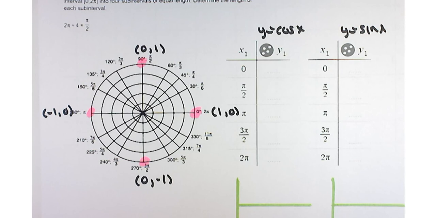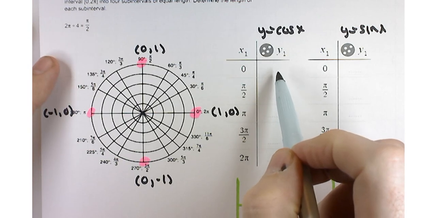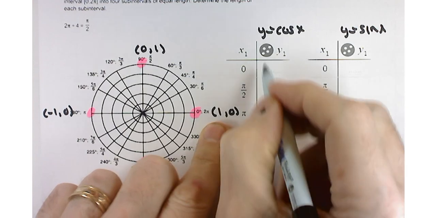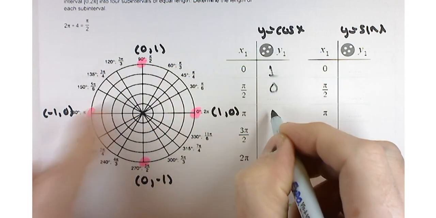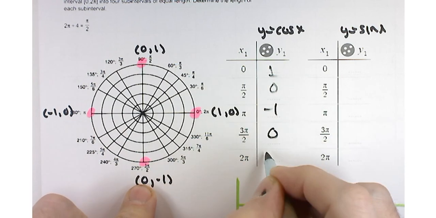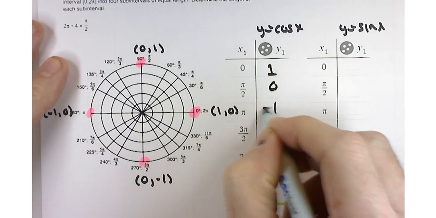And now let's think about the cosine graph. Well, the cosine function is based on the x coordinates, and the x coordinate here starts at a 1, and then it goes up to 0, and then to -1, and then down to 0 again, and back to 1. And so that's your cosine function.